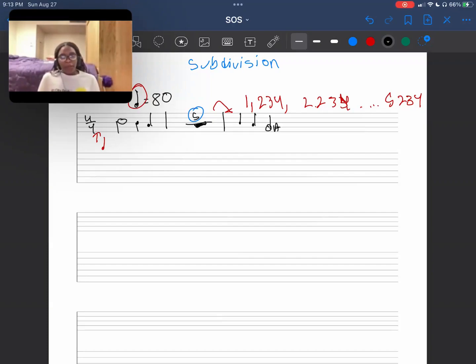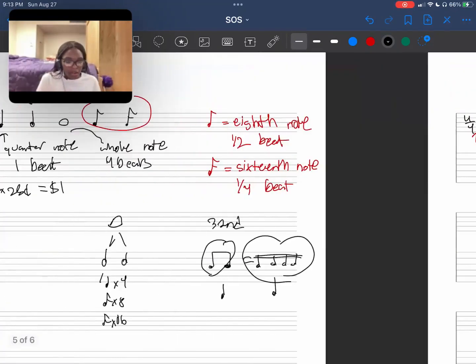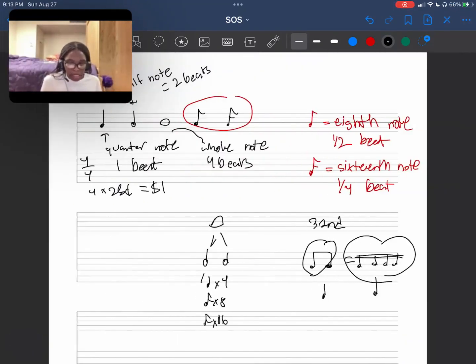So, let's review what we learned today. We learned that rhythm is how long or short we play something. We learned about quarter notes, half notes, whole notes, and also eighth and 16th notes. We learned how many beats they take in a bar, and we learned that the more you go down, the shorter the note is, and how many equal the same thing.